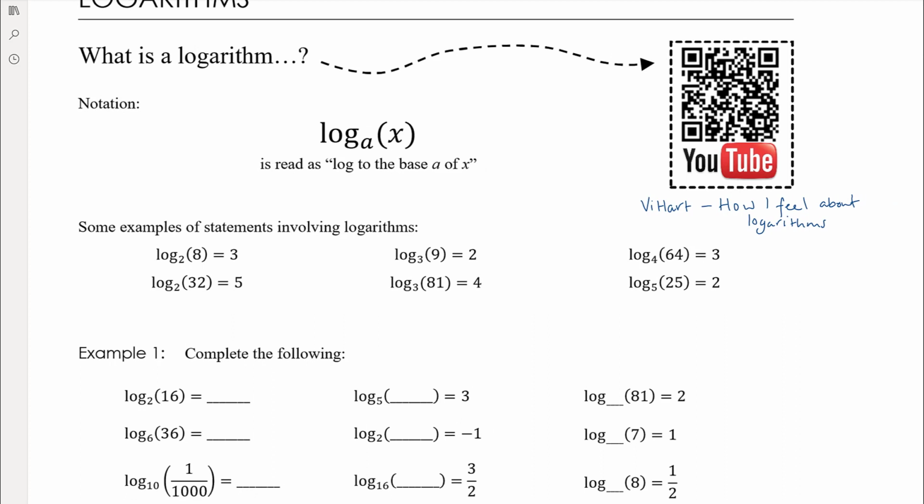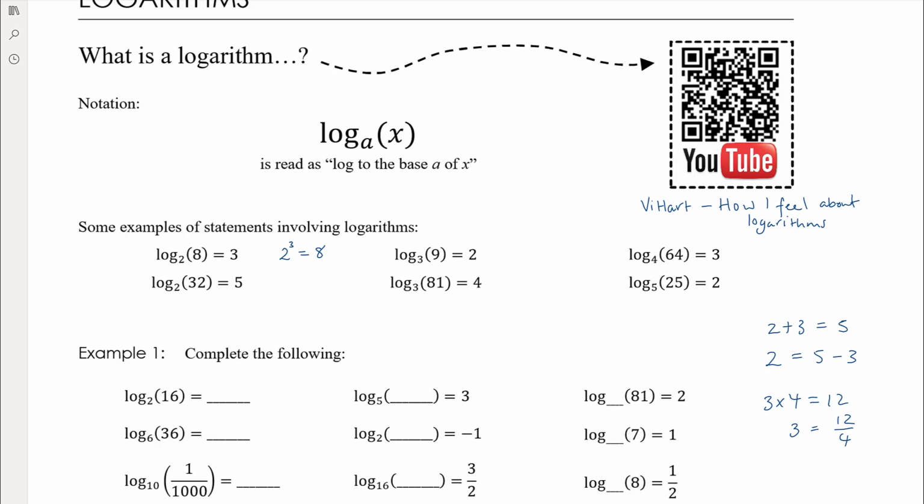Okay, log base 2 of 8 is equal to 3 because 2 cubed is equal to 8. It's the same information written in a different way, in the same way that 2 plus 3 equals 5 is the same information as 2 equals 5 minus 3. It's just written in a different way. In the same way that 3 times 4 equals 12 is the same information as 3 equals 12 divided by 4. It's the same thing written in a different way.